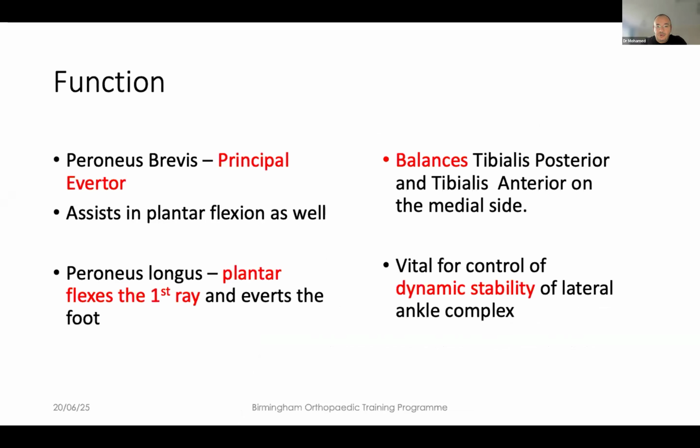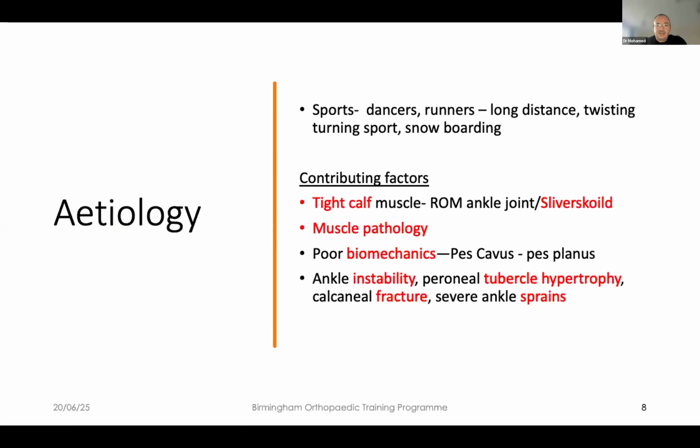So tibialis posterior is balanced by the peroneus brevis, and tibialis anterior is balanced by the peroneus longus. If we lose the peroneals for any reason, tenosynovitis, tears, or ruptures, we lose the muscle balance around the ankle, and we have a problem with the ankle position. The second thing is they play a vital role in the dynamic stability of the ankle. So lateral ankle stability doesn't depend only on the lateral ankle ligaments, but also on the peroneal tendons as dynamic stabilizers.